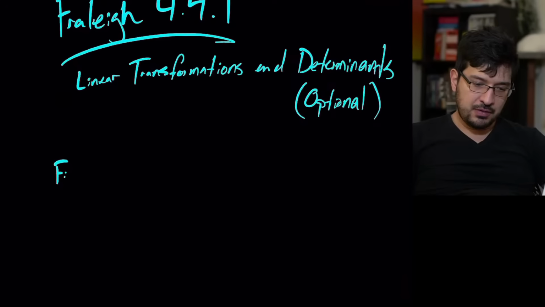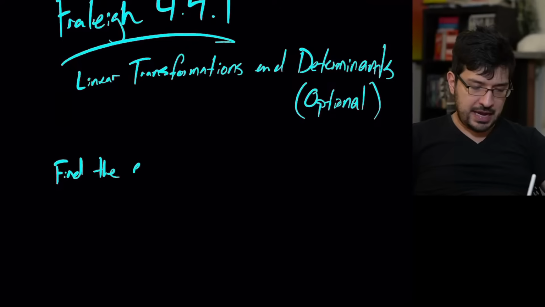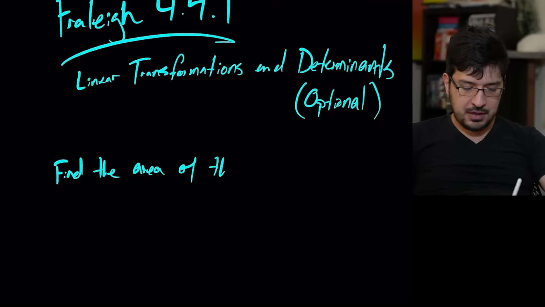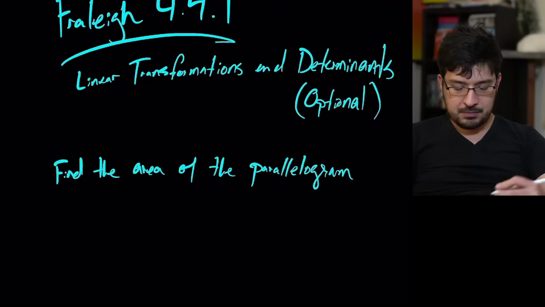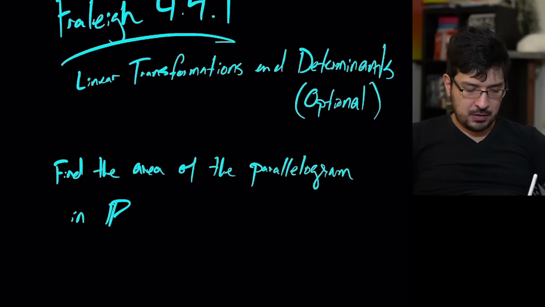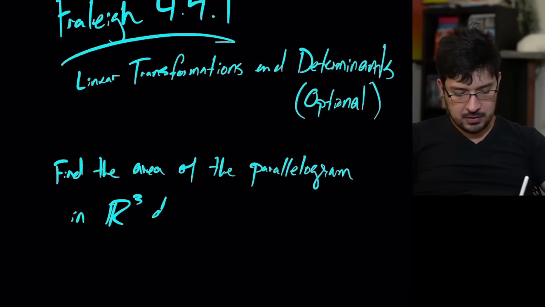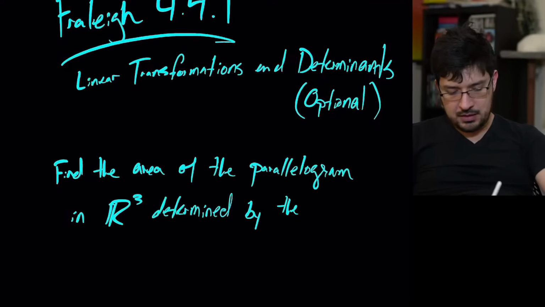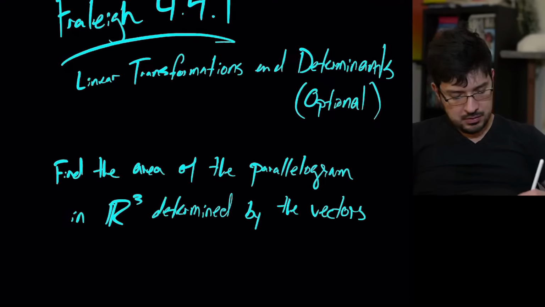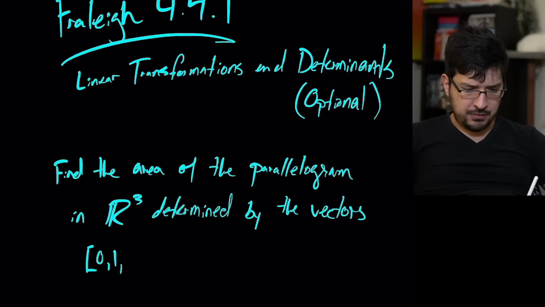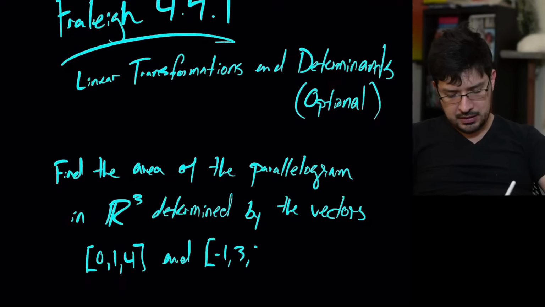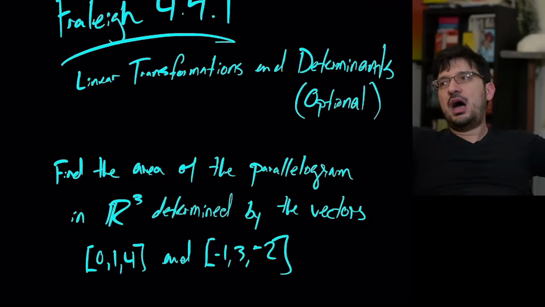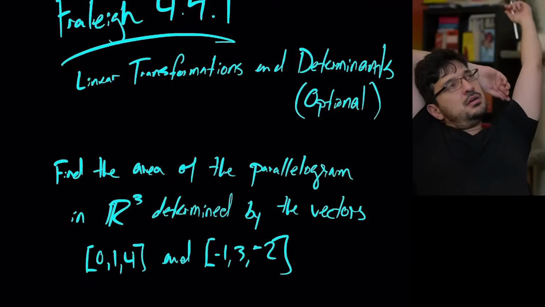He says, find the area of the parallelogram in three-dimensional space determined by the vectors 0, 1, 4 and -1, 3, -2. Ha! Dude, that's interesting.